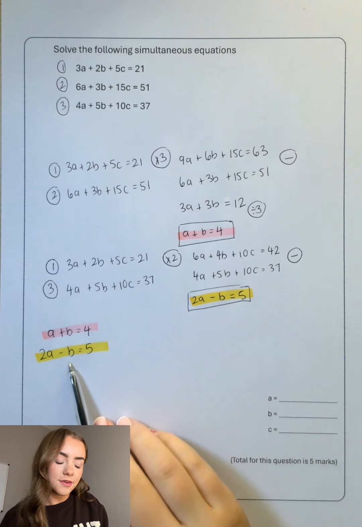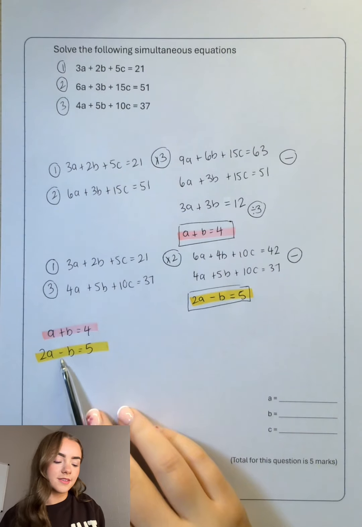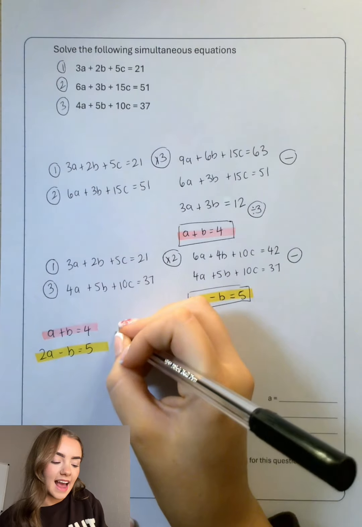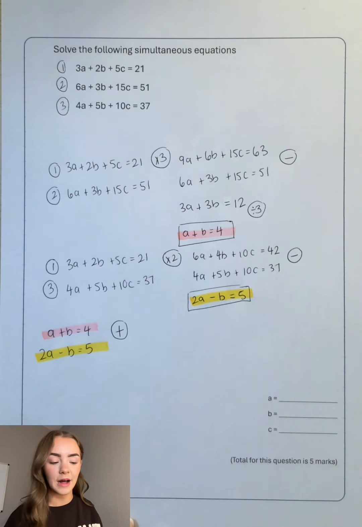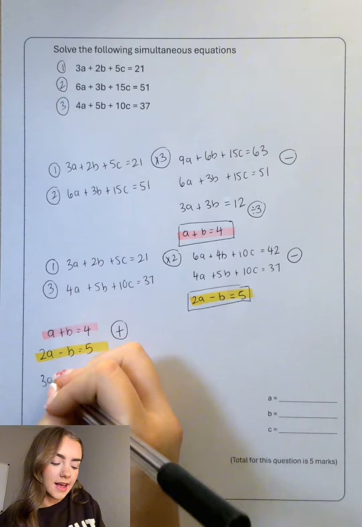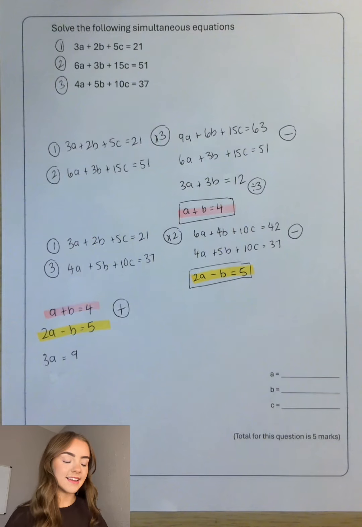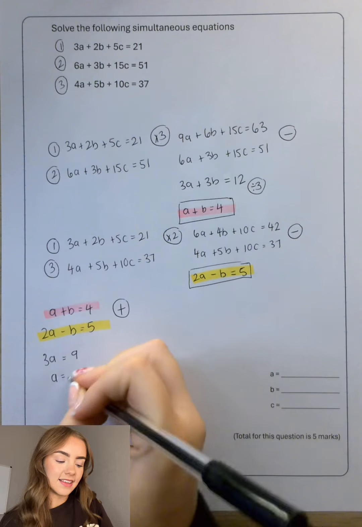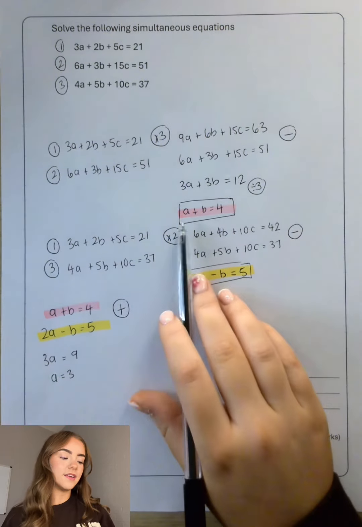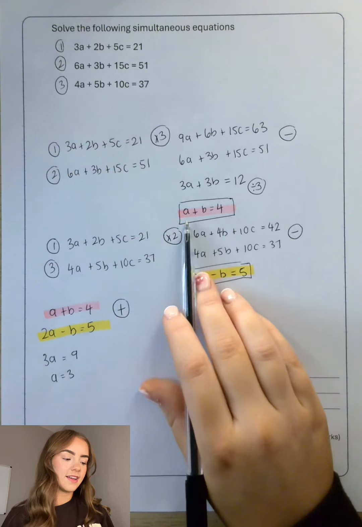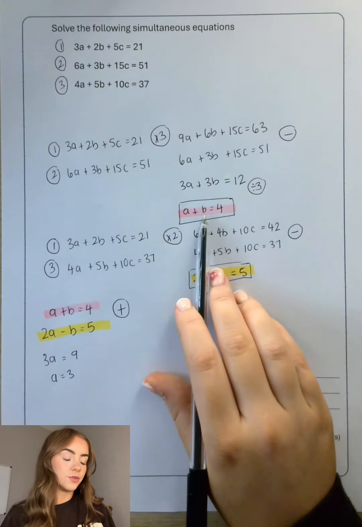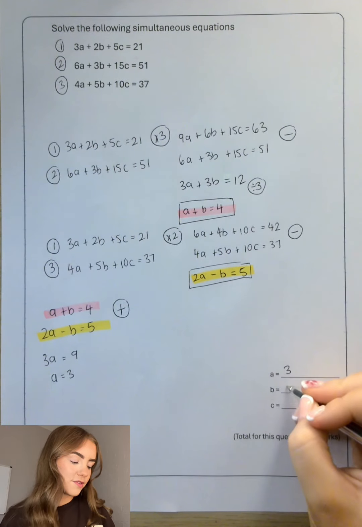Here we can see the coefficients of b is 1, and 1 is positive and 1 is negative. So now we can add these equations together to cancel out b. a plus 2a is 3a, plus b add minus b will cancel out, and 4 plus 5 is 9. Then dividing through by 3, we'll get a is equal to 3. To figure out b, if a plus b is equal to 4 and a is 3, 3 plus 1 must give us an answer of 4, therefore b is 1.